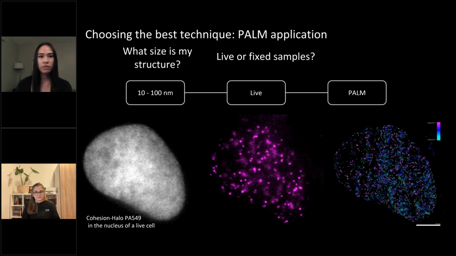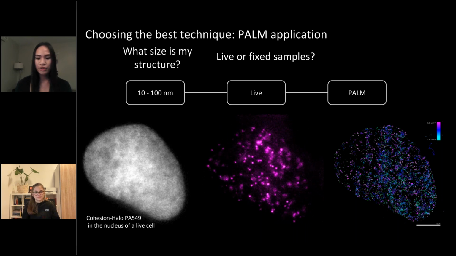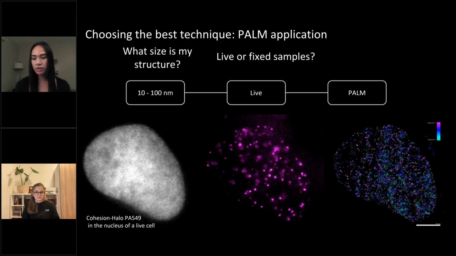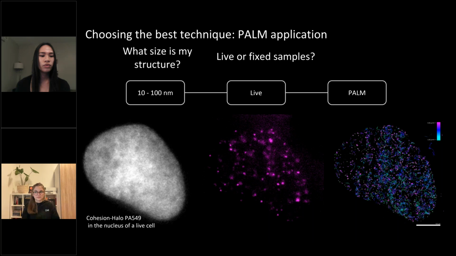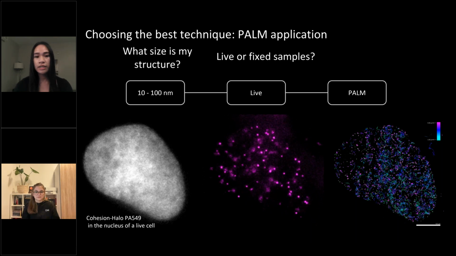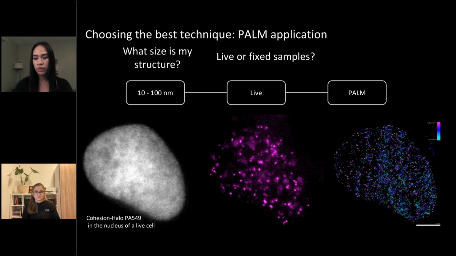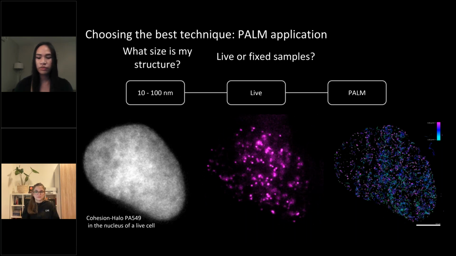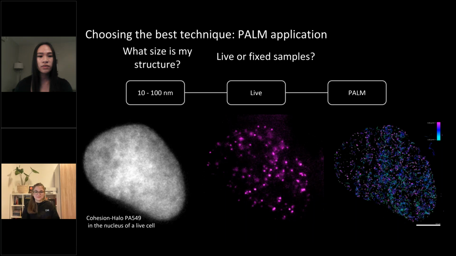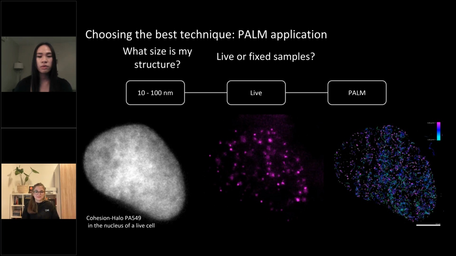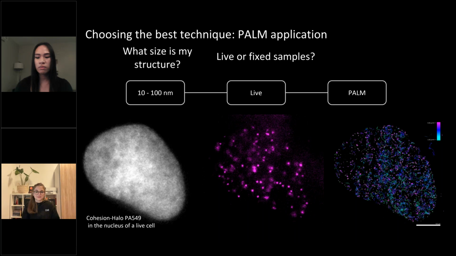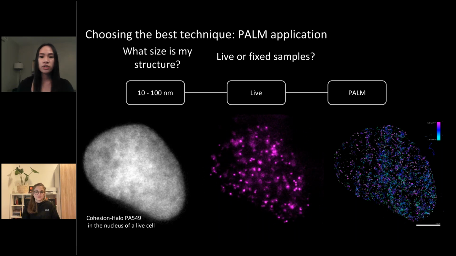All right, in this example, we have a PALM experiment. So in this application, we're looking at cohesin proteins labeled with photoactivatable Janelia Fluor 549. So if you want to perform a PALM experiment, you need to first identify the protein that you're interested in, and then you'll want to fuse that protein with the photoactivatable fluorophore. In this case, the size of this cohesin protein fits that 10 to 100 nanometer size range, and this is live. So now we can do experiments like single particle tracking, and with this we can figure out if a molecule is immobile or how many of them are actually diffusing.